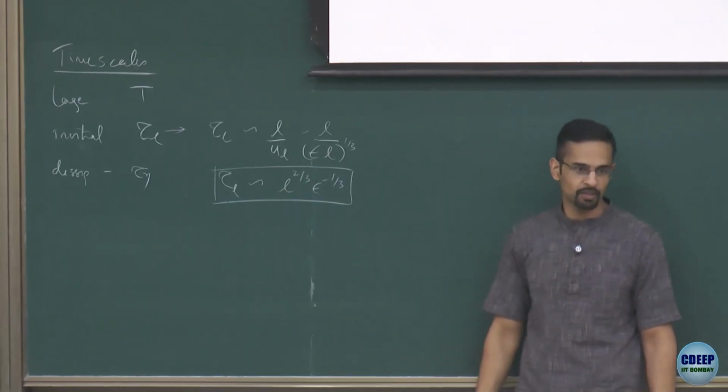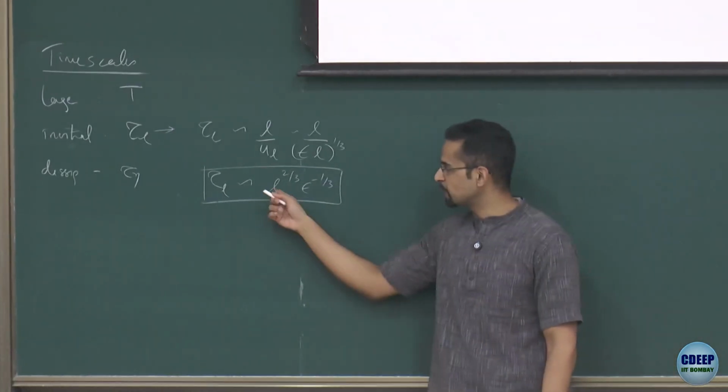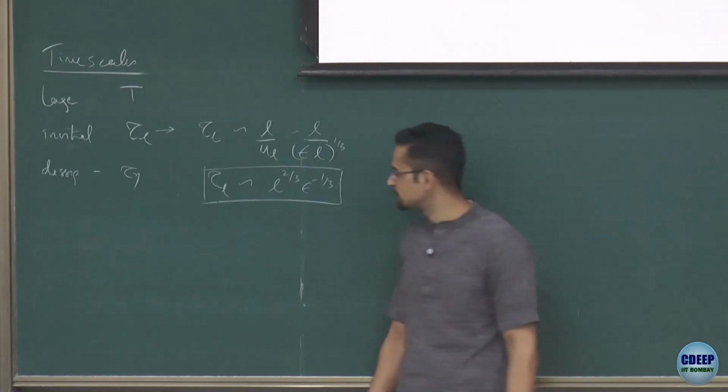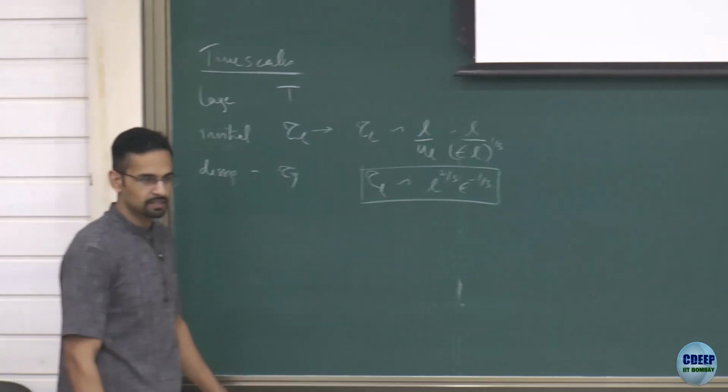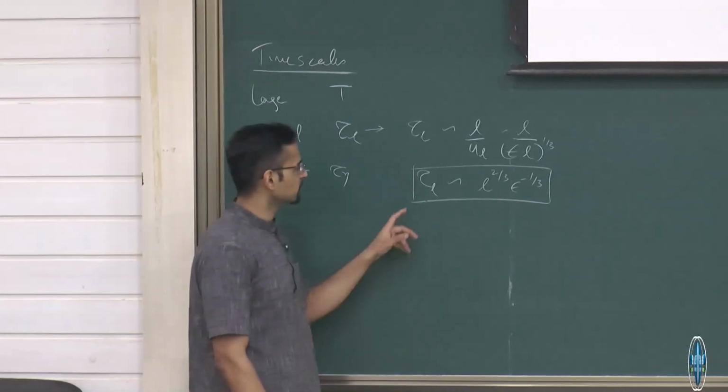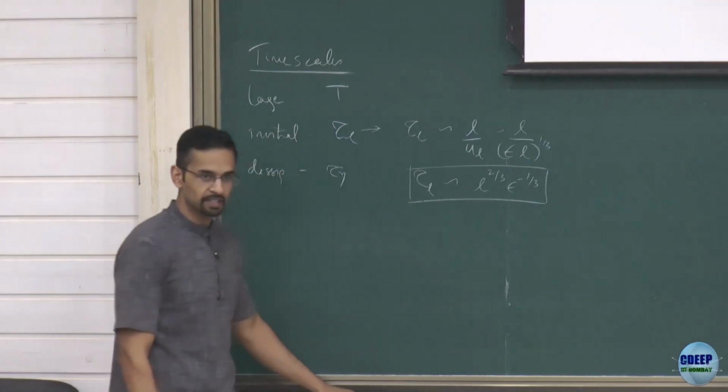But as a power law, L to the 2 by 3. So if L is small, this means the time is decaying. That means the time is bigger than if it were linear. Okay? But it's not constant. That's the important thing. It is decreasing with L.